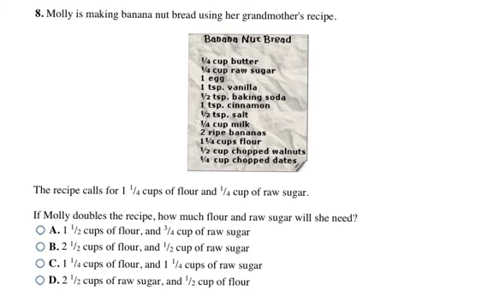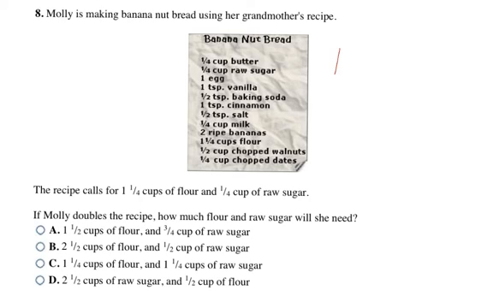Problem here says Molly is making banana nut bread using her grandmother's recipe. The recipe calls for 1 1/4 cups of flour and 1/4 cup of raw sugar. If Molly doubles the recipe, how much flour and sugar will she need? So doubling means that she just times it by 2, which also can mean that you can just add it.